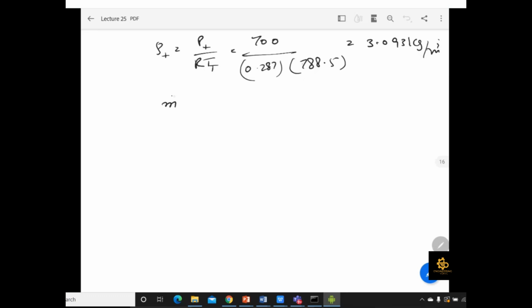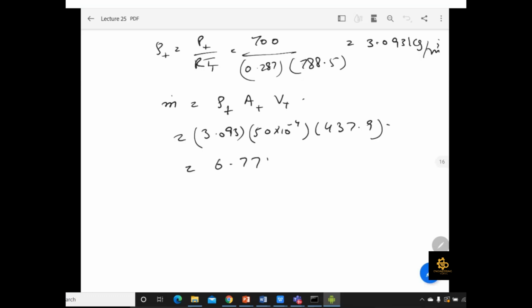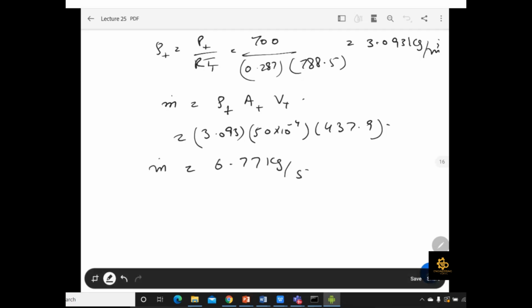So from here we can easily find the mass flow rate, which is equal to density at throat times area at throat times velocity at throat. The density at throat is 3.093. The area of the throat is mentioned in the question, which is 50 centimeters squared, so 50 into 10 raised to the power minus 4. And the velocity at throat is 437.9. So this becomes equal to 6.77 kg per second. Okay, so this is the first part, to find the mass flow rate when your back pressure is equal to 0.7 megapascal. If you have any question, you can ask. Then we move towards part B.